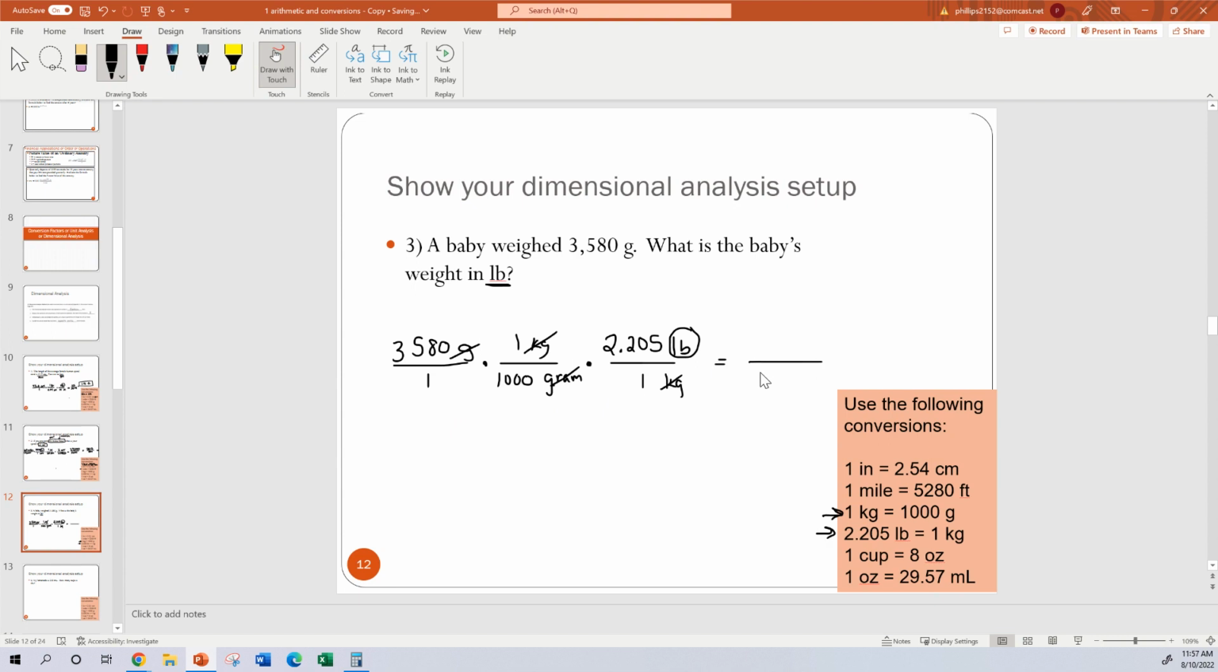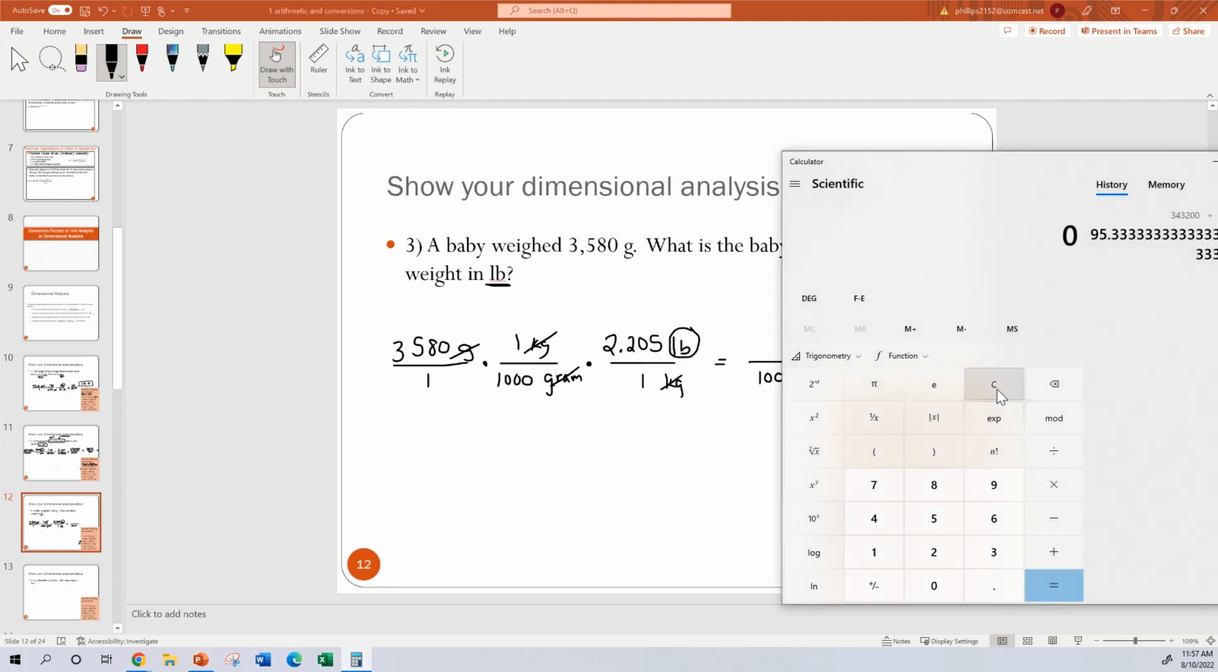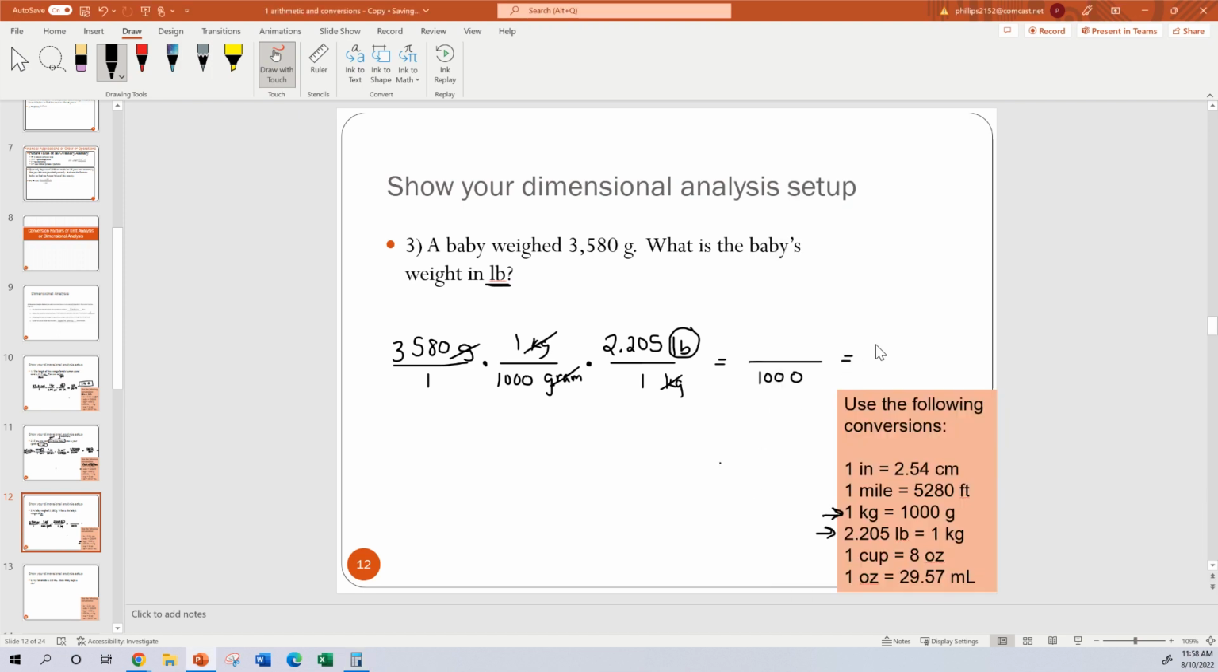Now, when I look at this, I see the denominator is super easy. 1,000 times 1 is 1,000. And so I just need to do the little bit of math on my calculator. So we will go with 3580 times 2.205. That's the top. And then that will be divided by 1,000. And so we get 7.8939 pounds. And as we've talked about numerous times, we have not been given a rounding rule right now. So we'll just write this down and we would follow directions in my lab as how to write.